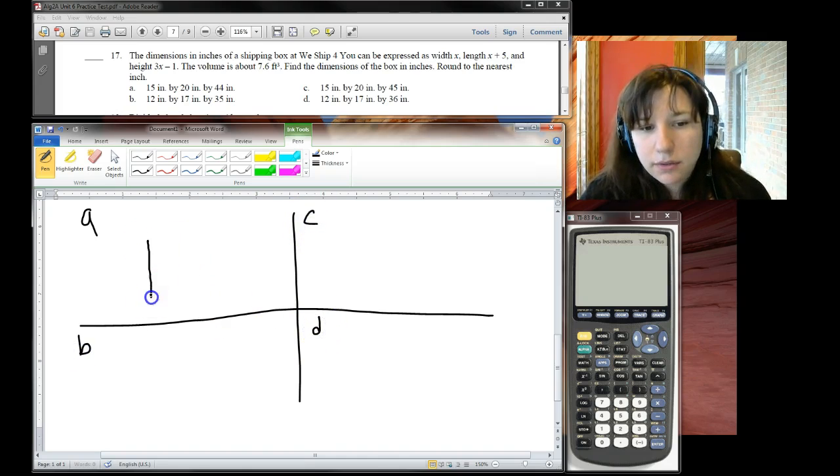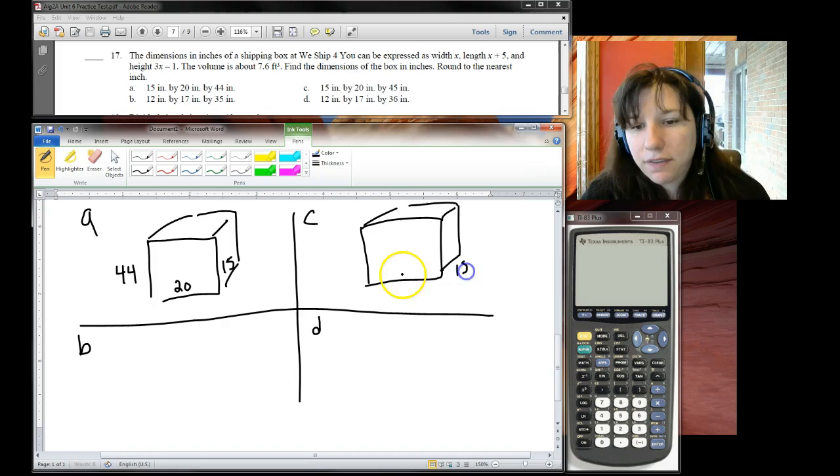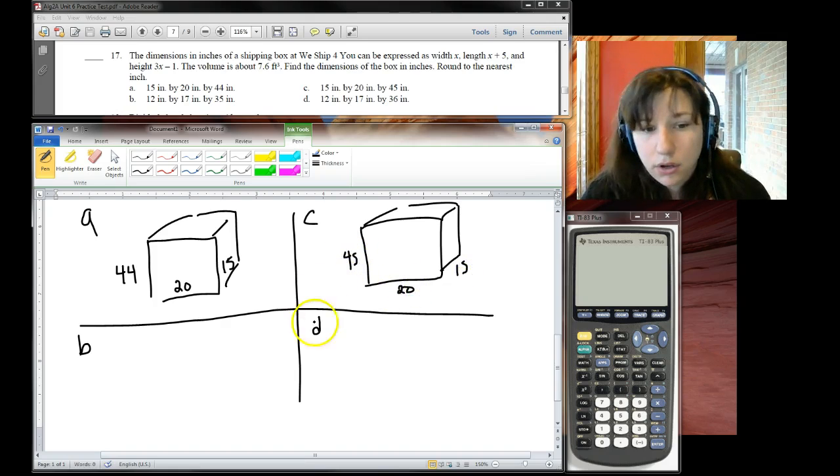So we've got a box, and you've got 3 different scenarios. In the first one, the width is 15, the length is 20, the height is 44. In C, you have 15, 20, and 45 as the height. So obviously one of those has to be off. If the width is 15 and the length is 20, how are they getting 2 different heights here?